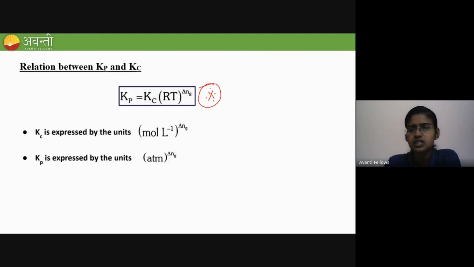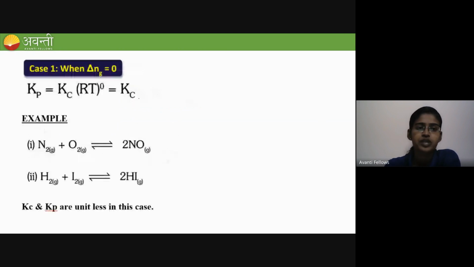From this, we are going to deal with three cases. Case one is when delta Ng goes to 0. When delta Ng is equal to 0, what is the relationship between Kp and Kc? We put 0 in the place of delta Ng. Anything to the power 0 becomes 1, right? So in this case, Kp will be equal to Kc.